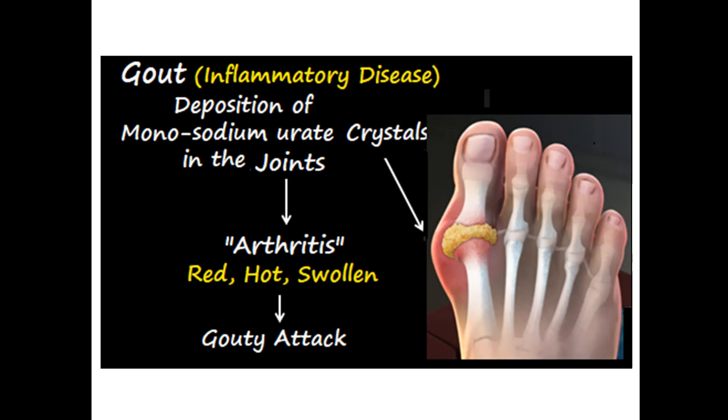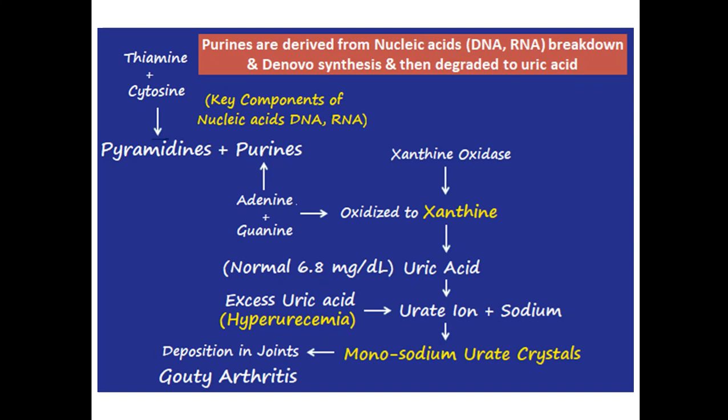The deposition of monosodium urate crystals in the joint elicits an inflammatory response. As a result, the joint becomes swollen, hot, and tender, and this is known as the gouty attack. Now let us see how uric acid comes from and how monosodium urate crystals are formed.